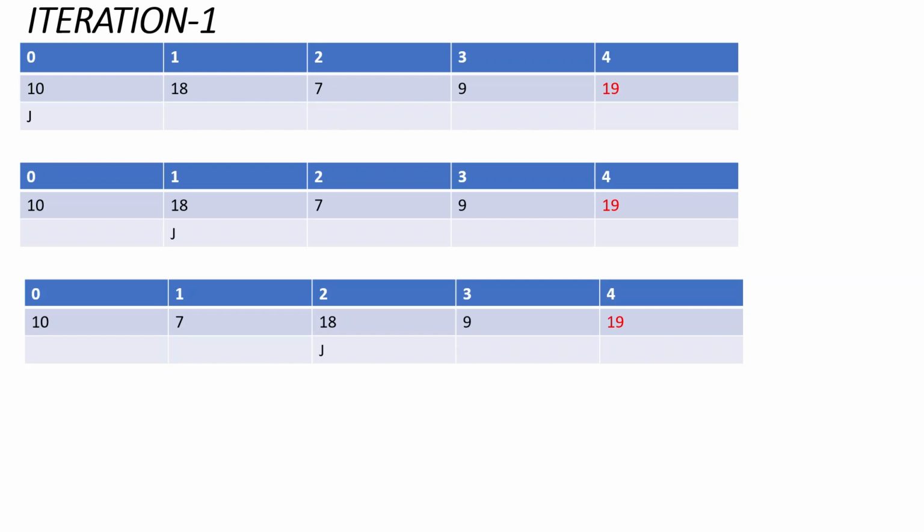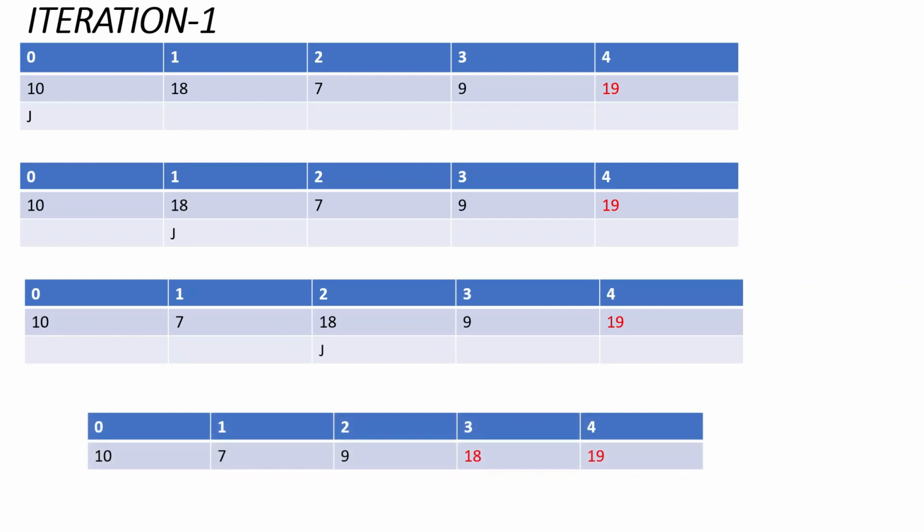So the position of j is at 2. At that index the value is 18, and the consecutive element, at position 3, the value is 9. So I am going to compare these two, whether arr[j] is greater than arr[j+1] or not. At arr[j] we know that the value is 18 and at arr[j+1] the value is 9. While comparing 18 and 9, 18 is greater than 9 and it is satisfying the condition. After satisfying the condition, I am going to swap those two values, 18 and 9.